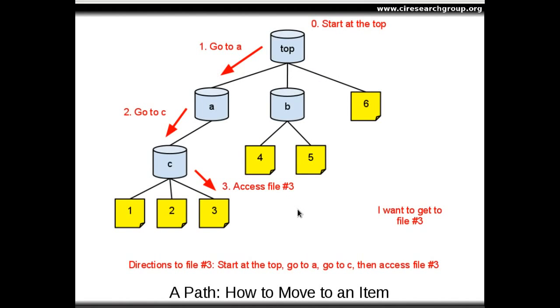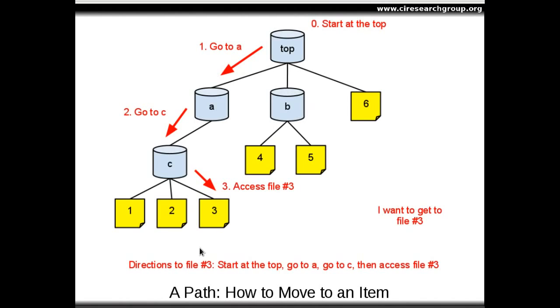Now, a path in a file system is simply a set of instructions that tells us how to get to a particular file that's stored somewhere on disk. For example, if I want to get to file number 3 in this example, I know I need to start at the top, because this is the entry point into my file system, go to subdirectory A, then go to subdirectory C, and from subdirectory C, I can access file number 3.